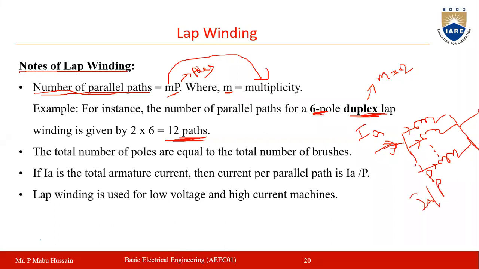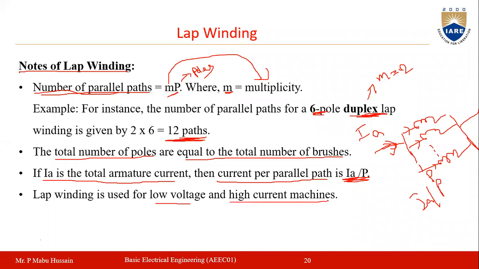So in each path, the current will be equally divided. The total number of poles is equal to the total number of brushes here in the lap winding. If a certain number of poles are there, you have to take that many brushes in the lap winding. IA is the total armature current. In such a case, the current in each parallel path will be IA by P. And this lap winding will be used for low voltage and high current machines.